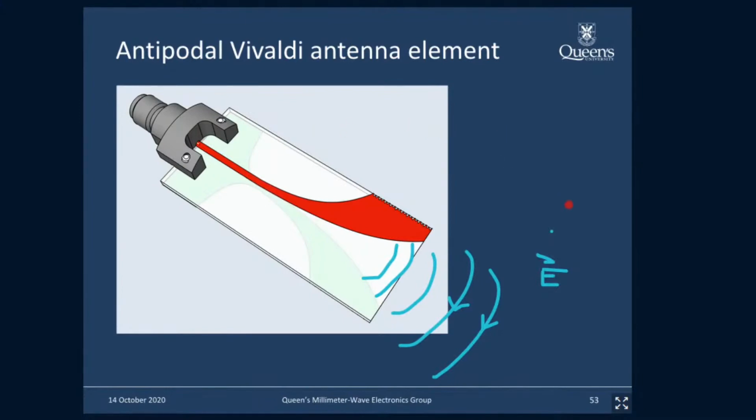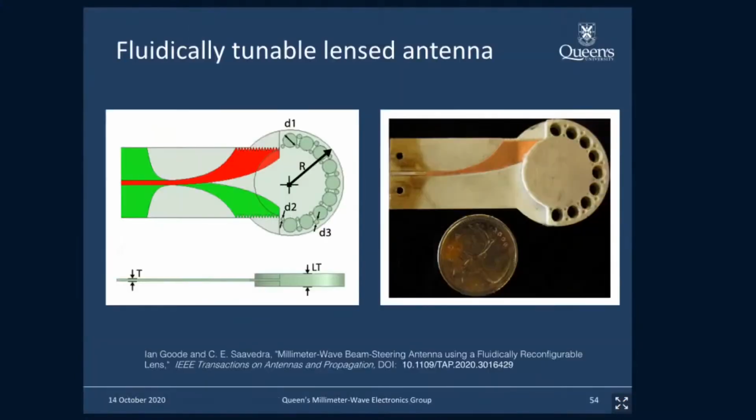Anyway, that's the Antipodal Vivaldi element, the basic thing. What we did was take that element, this is the top view now, and put a protrusion of the dielectric here. Vivaldi antennas with lenses have been studied in the literature before.